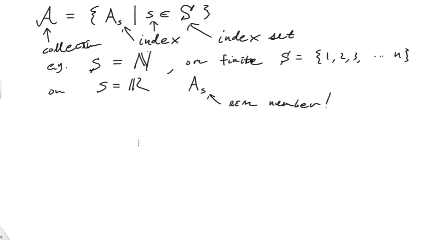Okay, so let's give some examples of the type of things that can occur here. The example we want to give first is just going to our basic finite case. So let's give an example.